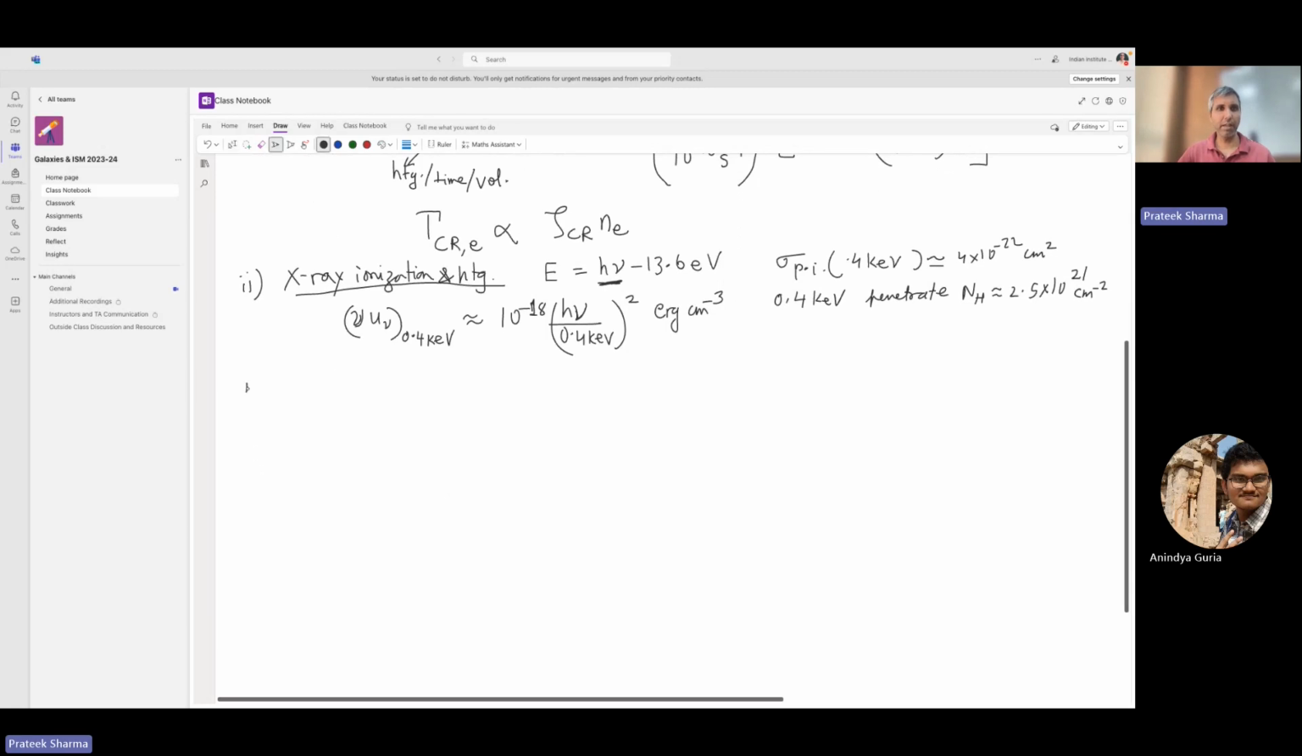Okay, the third and the most important process for the heating of the neutral ISM is photoelectric heating by dust grains.